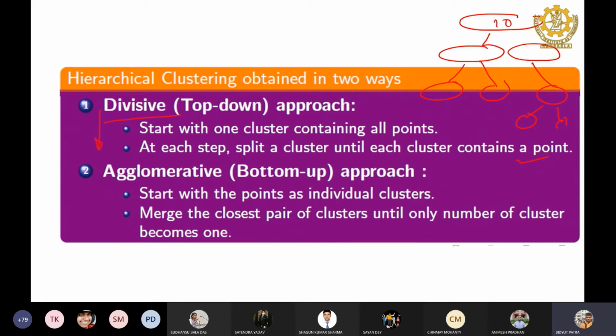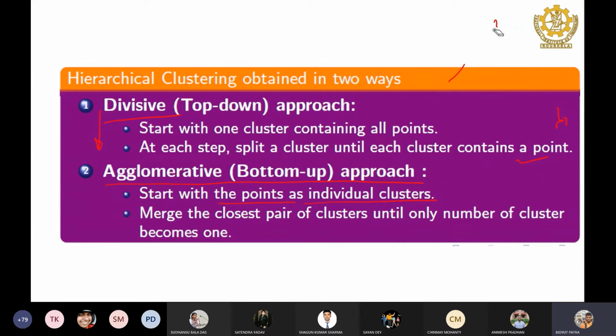Another approach, and that is the most popular approach, is called the agglomerative approach. What is that? Instead of considering the entire data set as one cluster, you consider that each point is a cluster. So start with the points as individual clusters, and merge the closest pair of clusters until only one cluster remains. So it is the other way around.